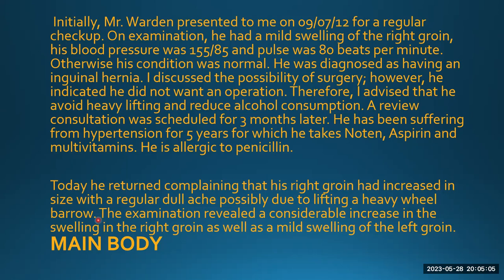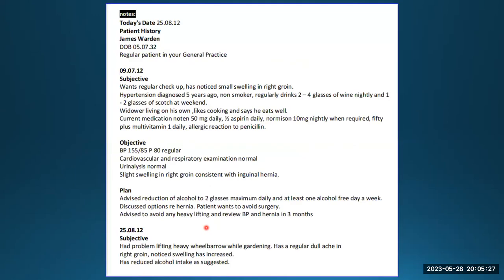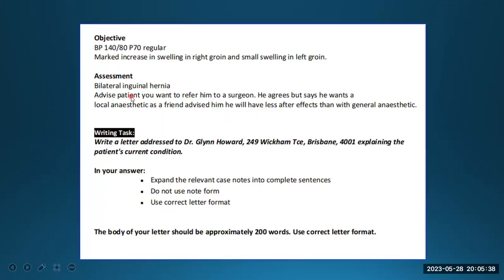Don't make sentences too lengthy or too short. Then the examination revealed a considerable increase in the swelling of the right groin as well as mild swelling of the left groin. Now I am mentioning the examination findings. So there is nothing to write from the case notes. For example, he has reduced alcohol intake; maybe this information is not relevant here. Pulse, blood pressure, nothing relevant. Now, bilateral inguinal hernia.